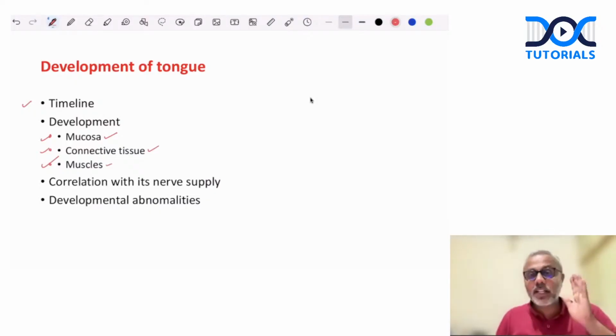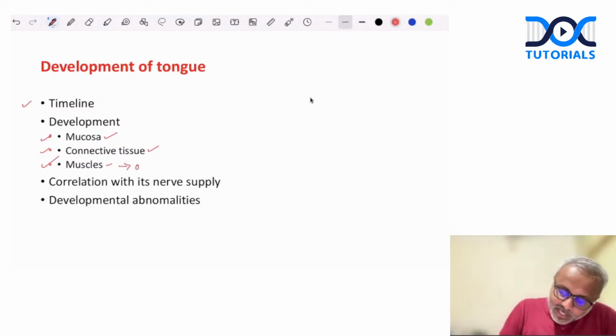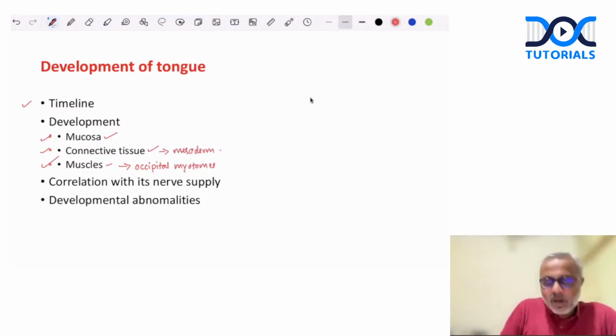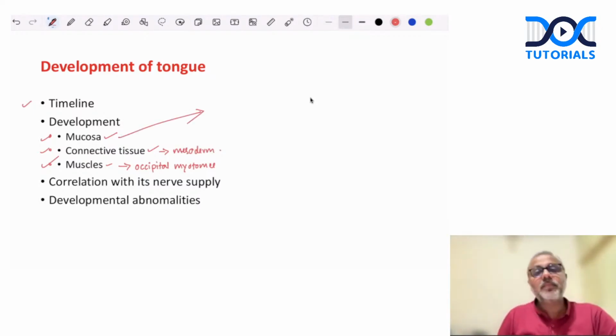Development of the muscles is simple. All we need to write is this comes from the occipital myotomes, right? Occipital myotomes. Then connective tissue comes from the mesoderm of the head and neck or mesenchyme of the head and neck. What about mucosa? Now here what we need to explain, right?